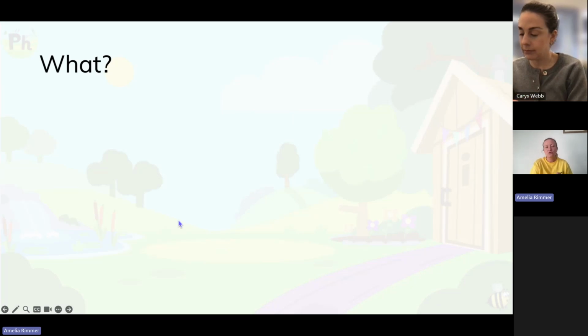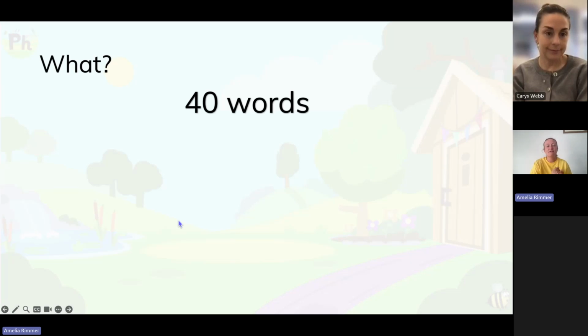So let's move on to what is the phonics screening check now that we've got all that jargon covered. So the phonics screening check is a little assessment that happens, and the children read 40 words in this assessment. So 40 individual words. They're not in sentences. They're presented in individual boxes.